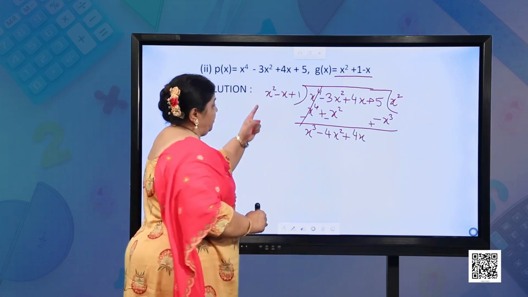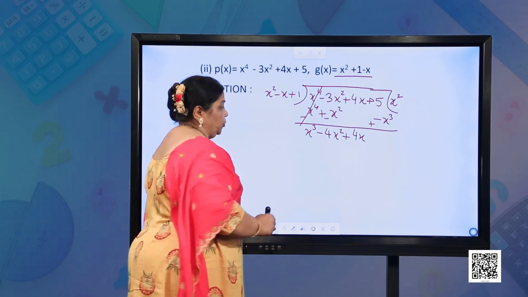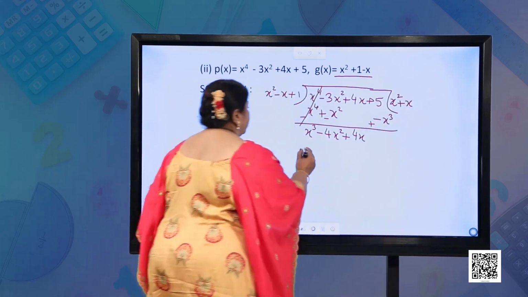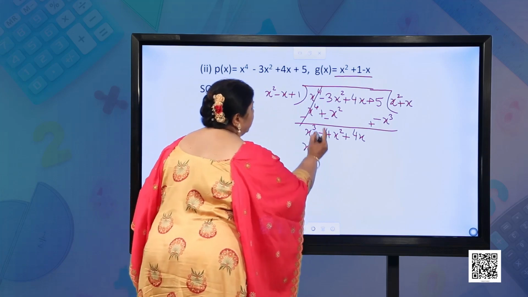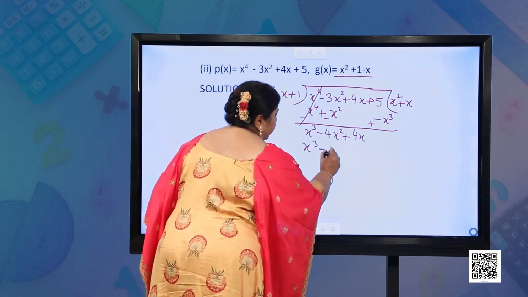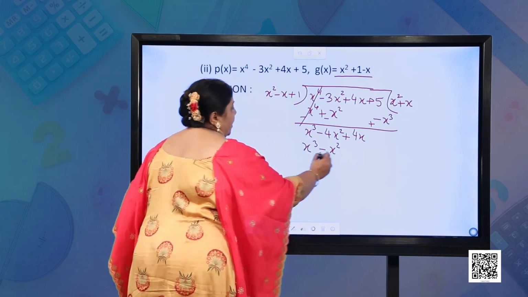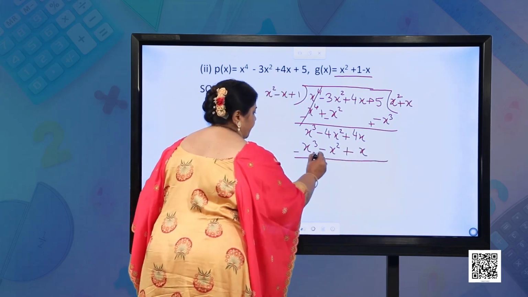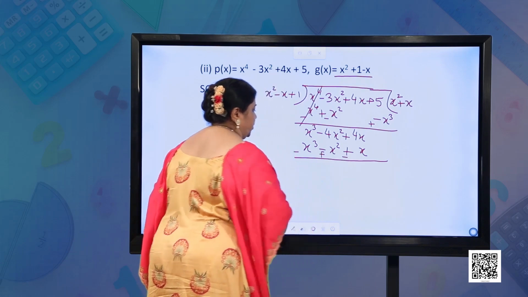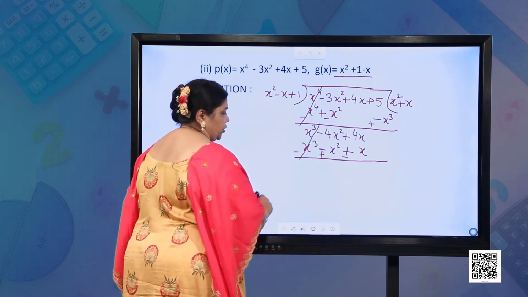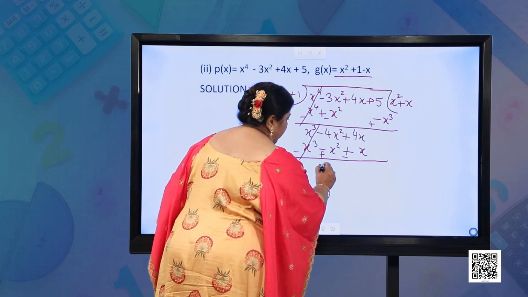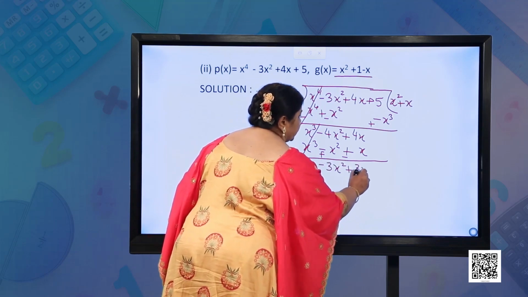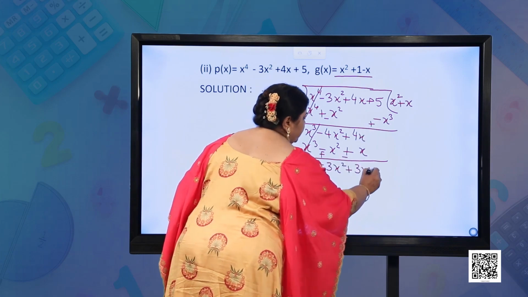Now observe, we have x square, but I require x cube. So, I will multiply by plus x. So, what do I get? x cube minus x square and plus x. On changing signs, x cube minus x cube gets cancelled. I get minus 3x square plus 3x, and 5 is here.